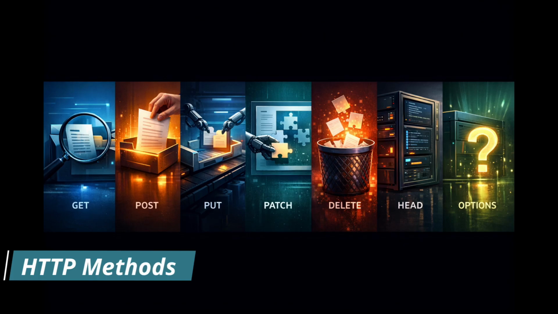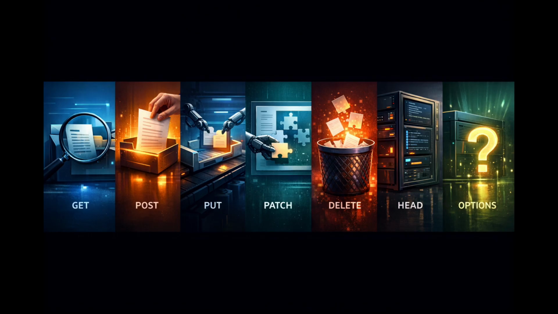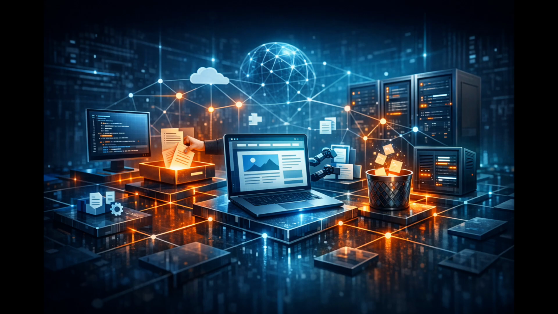HTTP uses methods to describe actions. Here are the most common ones. Get, retrieve something. Post, submit data. Put, replace something. Patch, update part of something. Delete, remove something. Head, get headers only. Options, ask the server what is allowed. These methods give structure to the web. They make APIs predictable. They make websites consistent.